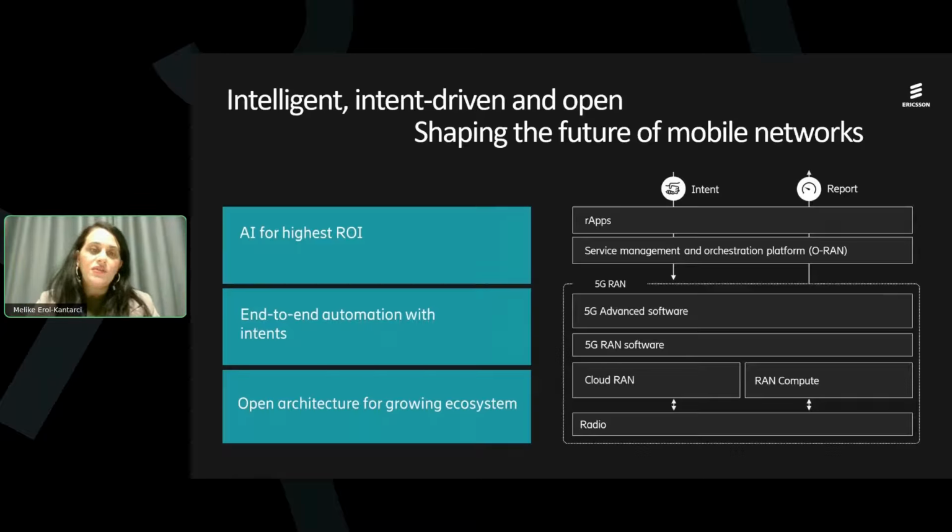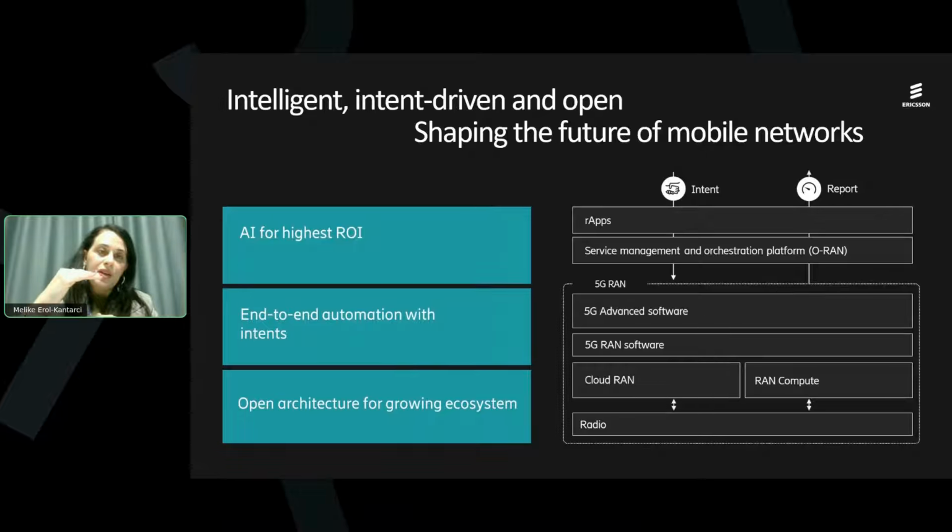On the right-hand side of the slide, you see intents coming from the top, and they are first faced with rApps, which is at the top level. rApps sit on the SMO, and SMO is an implementation of non-real-time RIC for O-RAN. Then if you go one layer down, there is the 5G RAN, composed of 5G Advanced software and 5G RAN software that runs on one of the many compute platforms. And then at the bottom, you have the radio network.